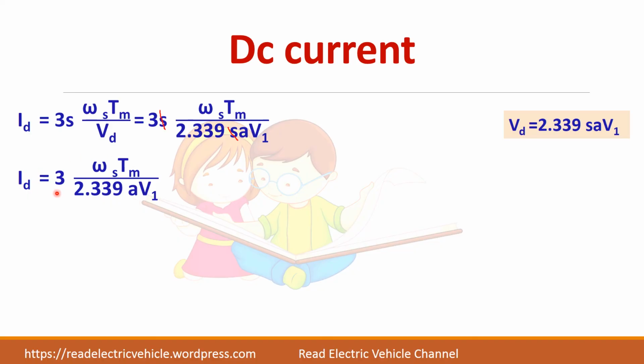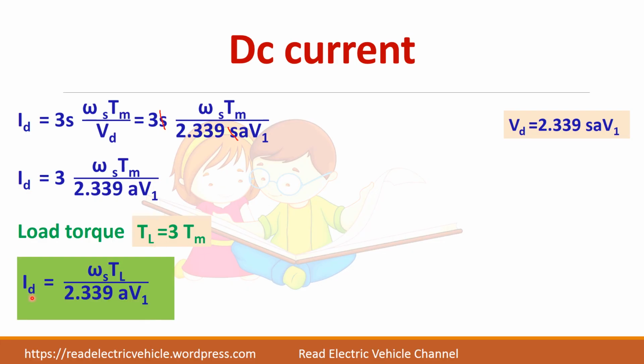Now we will see what happens if we apply the load. Let us say the load torque is equal to TL, and that will be equal to 3 times this motor torque, because it is a 3-phase machine. We have taken TL is equal to 3 TM. So ID is equal to, instead of TM you put TL by 3. So 3 will get cancelled and you will get the ID equation.